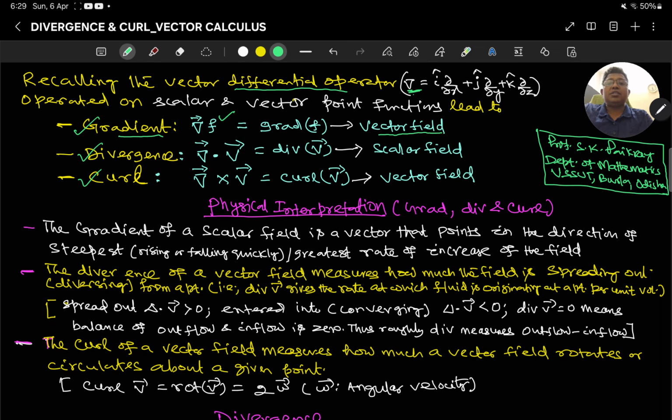Likewise, the divergence defines a scalar field. It behaves like the dot product of two vectors, which is a scalar. Curl defines a vector field; it behaves like the cross product of two vectors.